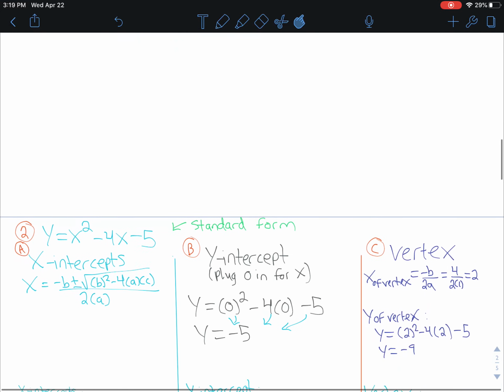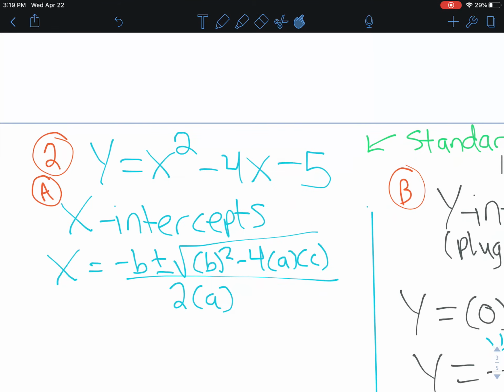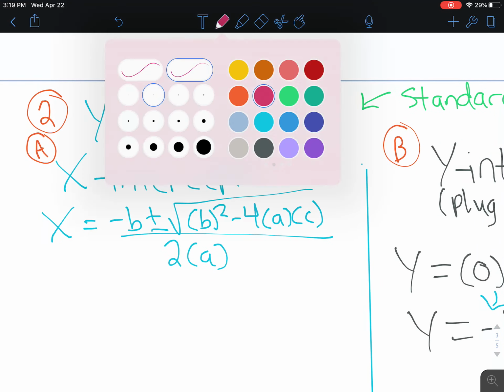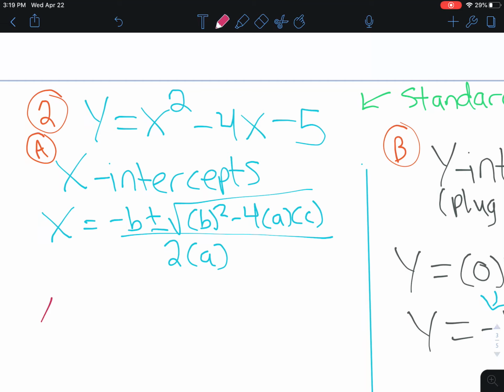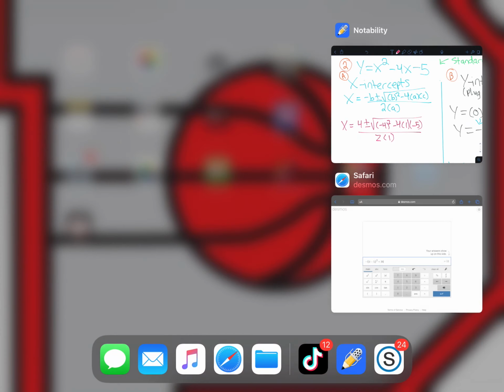All right, standard form now. Again, you're finding the 3 things: x-intercepts, y-intercept, and vertex. Let's first focus on x-intercepts. Whenever you're finding the x-intercepts, you have to use the quadratic formula. Look at your notes above if you need a refresher. It'd be 4 plus or minus the square root, because the opposite would be negative 4 squared minus 4 times 1 times negative 5, all over 2 times 1. And you can put this in your calculator.